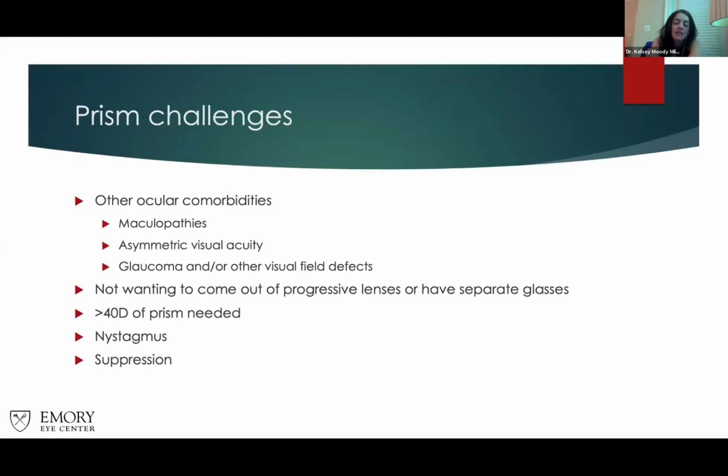Nystagmus can again be a problem, specifically if it's in primary gaze, because I'll have a shaky image that I'm trying to put over another image, which can create a lot of blur. And then if the patient's suppressing, sometimes patients are suppressing and just getting intermittent diplopia, and I can have a really hard time with fusion when that occurs. And so those patients can be very challenging and time consuming. Again, we can occasionally get to an endpoint, but sometimes it's okay to let them suppress as well.